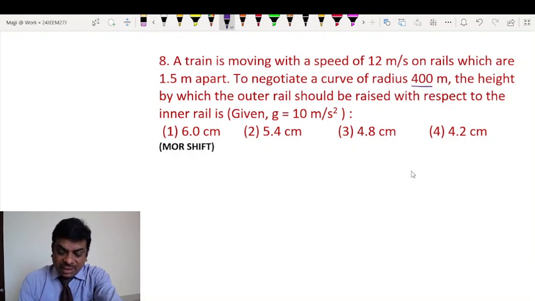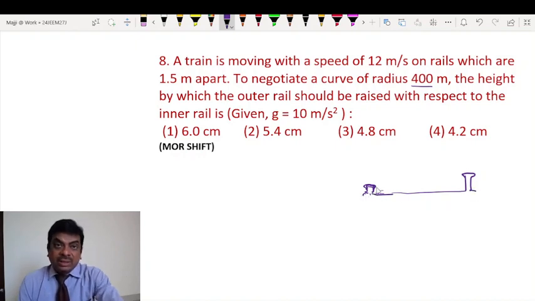Banking of curved tracks. As you know, as compared to the inner rail, the outer rail has to be slightly elevated. So this ensures the avoiding of friction during the negotiation of curved tracks.